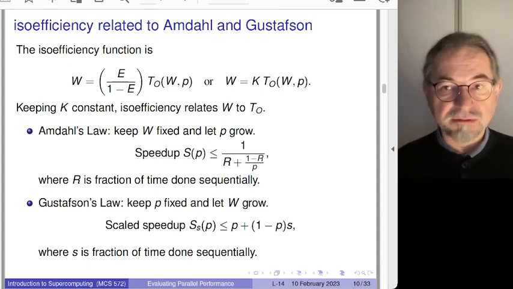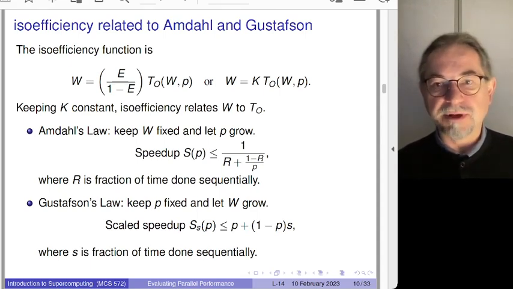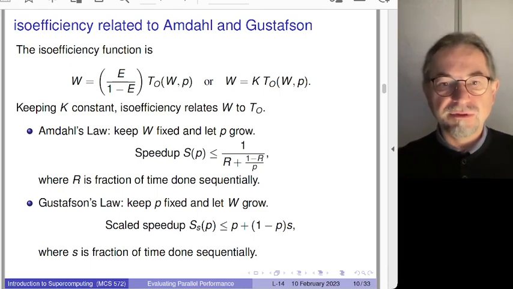Gustafson said, you know what, this is very unrealistic. You actually use a supercomputer to solve a problem that otherwise could not be solved sequentially. So you kind of compute the speedup by looking back. You have a workload, you've solved a big problem, and part of that was spent sequentially. And based on that, one can compute the speedup.